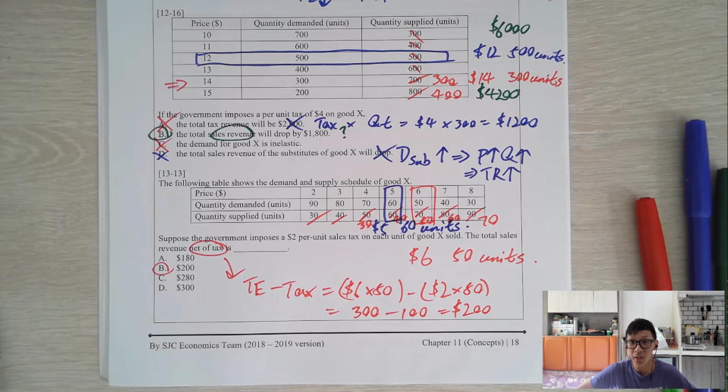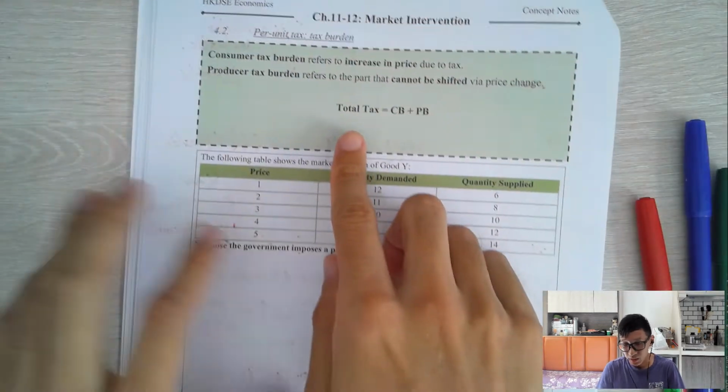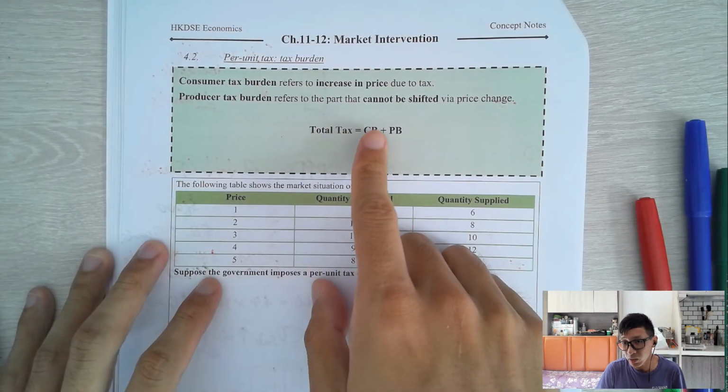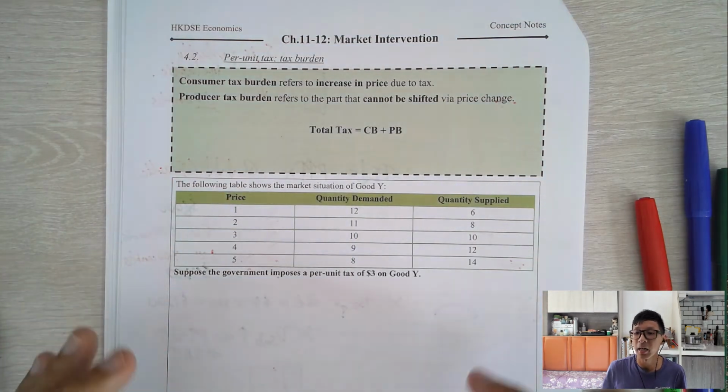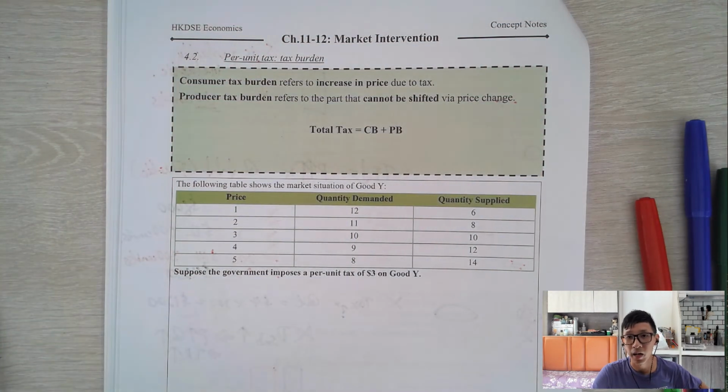Okay, done. So that would be the basic operation of per unit tax. Now you see, even the basics are already much more difficult than the other interventions. For the next video, we are going to break down the total tax payment into consumer tax benefit and producer tax benefits.